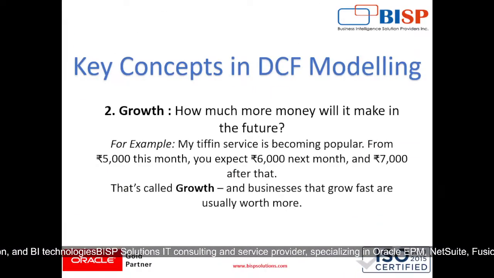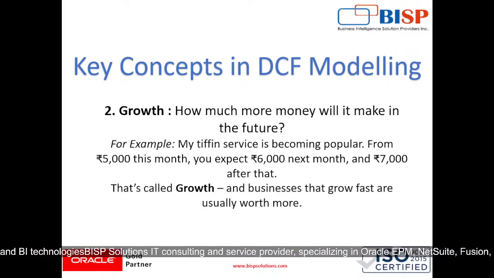Then comes our key concepts in DCF modeling. So second was our growth. So as we discussed in our accounts when we were in 11th or 12th, we understand that there are 3 golden rules of accounting. So in DCF modeling there are 3 golden rules which we will be dealing with, like cash, growth and risk, right?